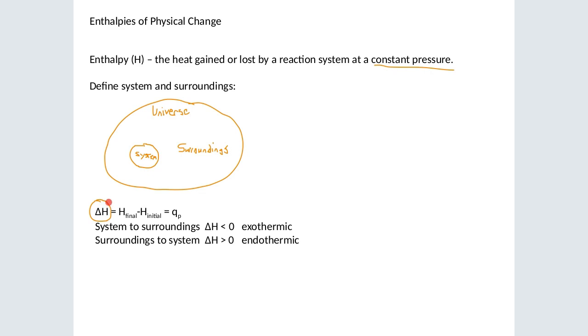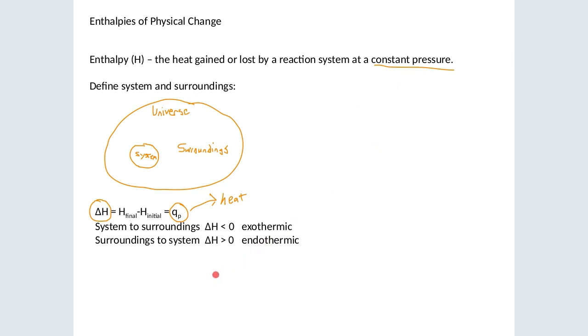So we measure the change in enthalpy, which is the final enthalpy minus the initial, and that's going to be our delta H. You're also going to see the term Q here, and Q is just another symbol for heat. It's the heat gained or lost by a system. And the P just refers to it being at constant pressure. So that's the important thing.